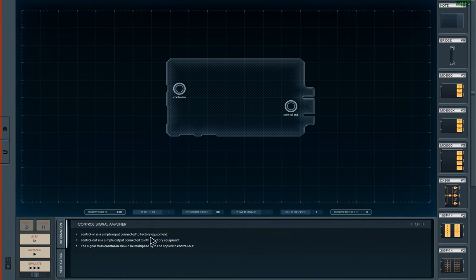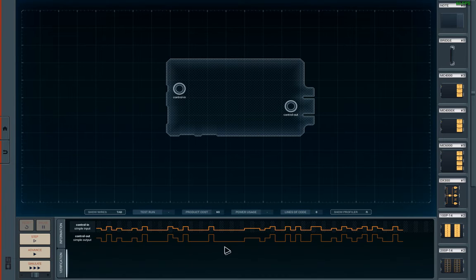Control in is a simple input connected to factory equipment. That's this one. Control out is a simple output connected to other factory equipment. That's this one. The signal from control in should be multiplied by 2 and copied to control out. So this is a bit more advanced. Now we're introduced to values between 0 and 100. And we've got to make this signal into this signal. And as you can see, it doubles the value. So 25 becomes 50, 50 becomes 100, and so forth.